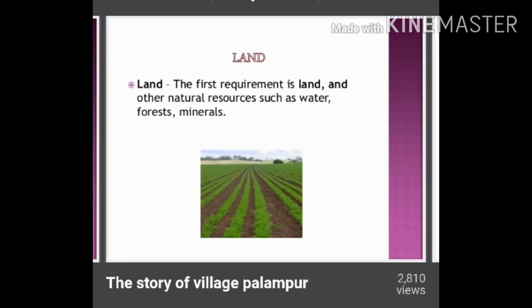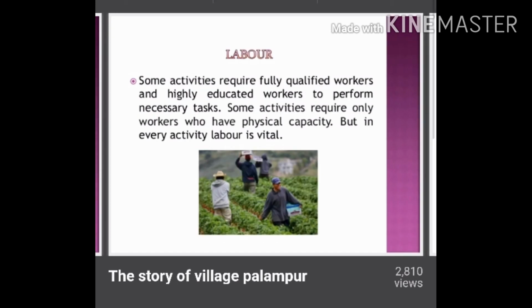The very first factor which is required is land. The first requirement is land and the other natural resources such as water, forest and minerals, right? If I have to go with cropping or agriculture work, I need the water. If I want to go with mining work, I need the minerals over there. Again land, I get the minerals from land, right? Land is required for production.